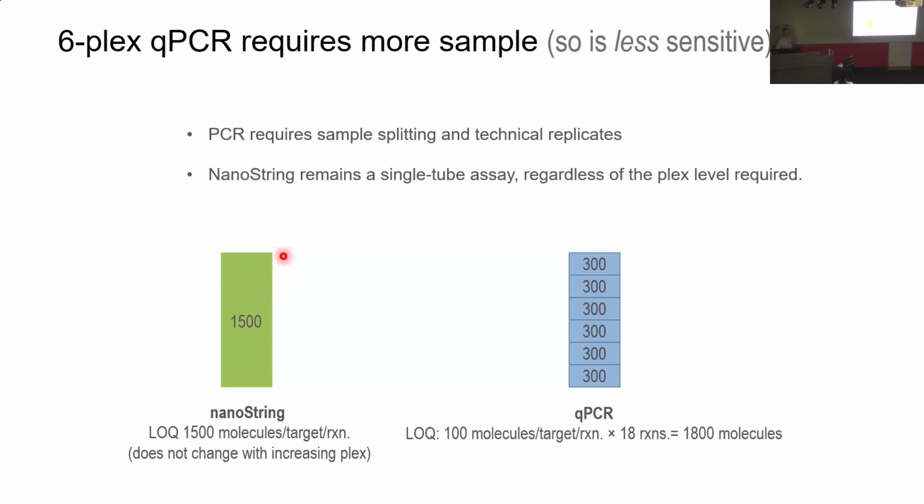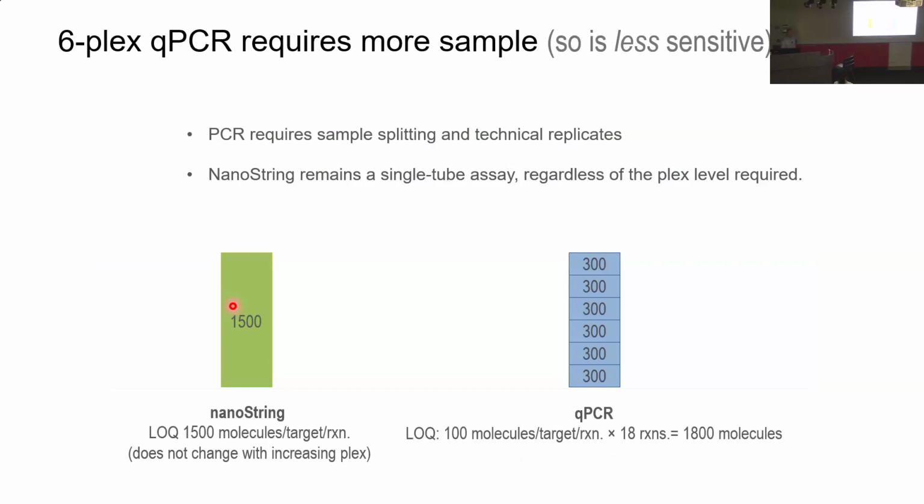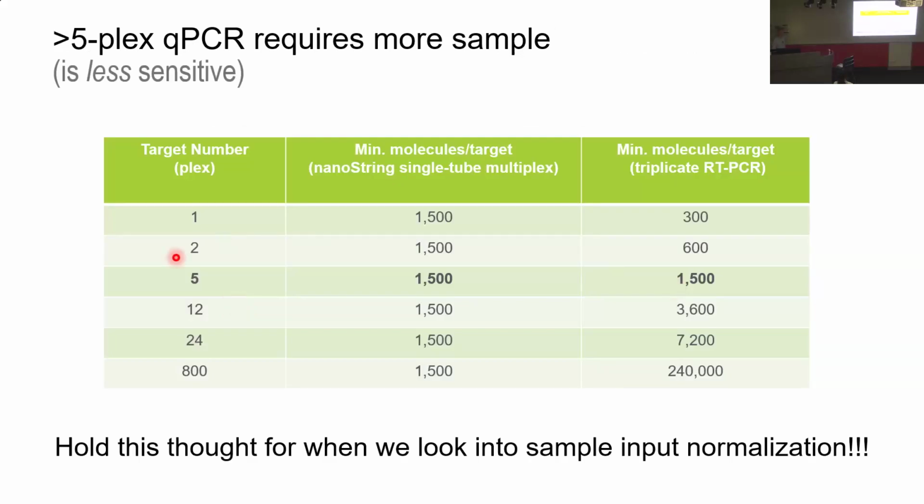So if you're doing 6-plex or more, nanoString is going to end up more sensitive. And by sensitive, I mean you need less. Do you require more or less sample? Less sample is more sensitivity. So here, one target, 1,500 molecules, PCR 300. But as this number goes up, sorry, 5-plex here, it's 5 times, so it's 1,500 molecules, 1,500 molecules.